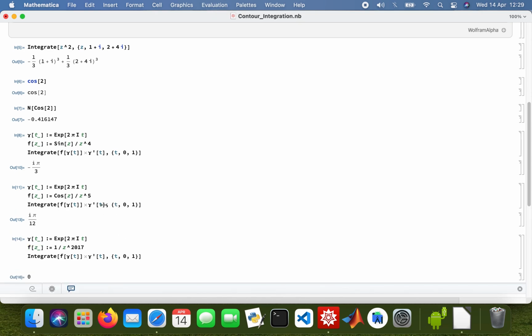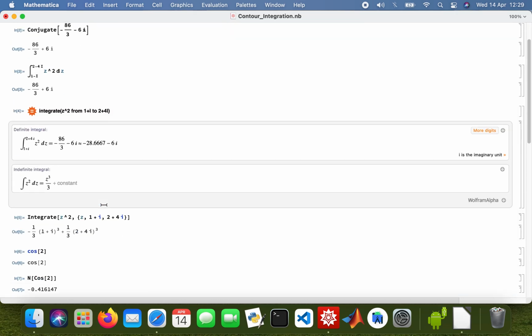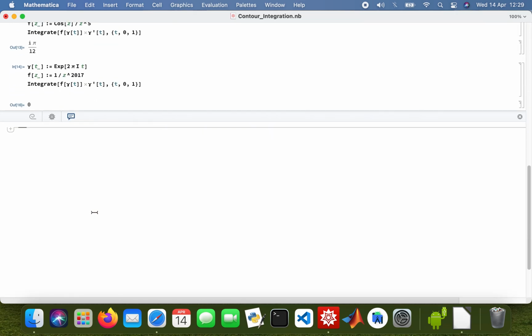Okay, so that's what you do with integrals on the complex plane. So hopefully this is helpful to somebody.